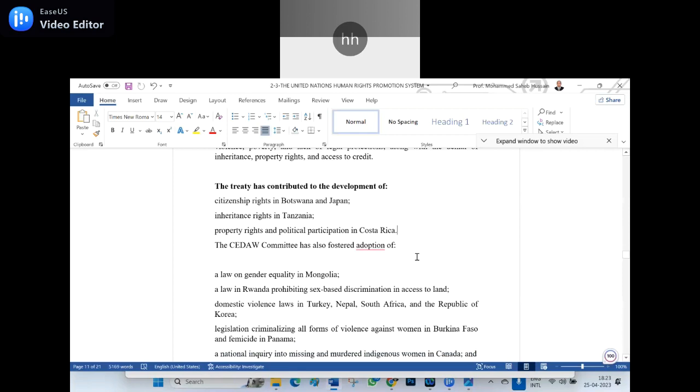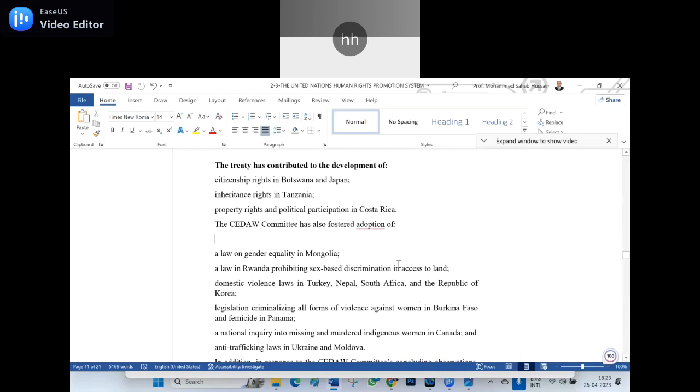And a law on gender equality in Mongolia. In Mongolia there was no equality, hence they made a law that there should be gender equality in Mongolia also. In earlier India, a woman would not be allowed to go to school. A girl would not be allowed to go to school. But now the girl students are topping the boy students in education.